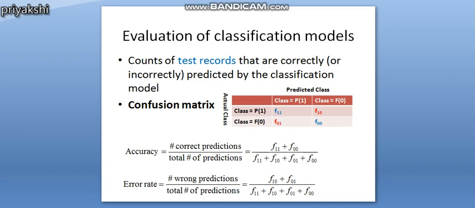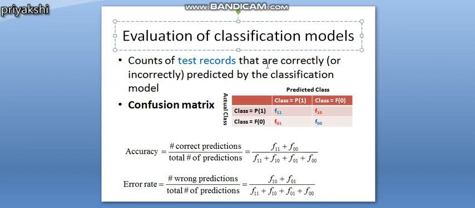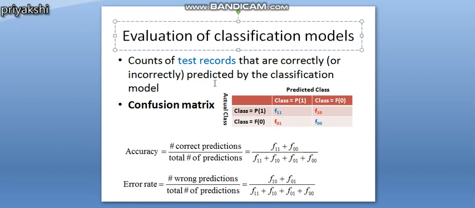Okay. And the evaluation of the performance of a classification model is based on the counts of test records correctly and incorrectly predicted by the model. Okay, and these counts are tabulated in a table known as a confusion matrix. So whenever we are going to see the performance of a classification model, we can use confusion matrix, which will count the number of test records that are correctly or incorrectly predicted by the classification model.